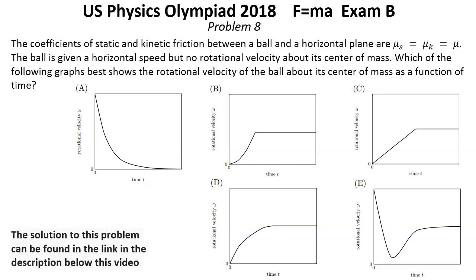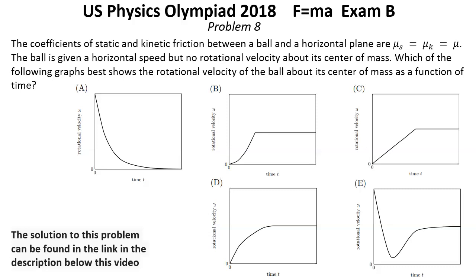Problem number 8. The coefficients of static and kinetic friction between a ball and the horizontal plane are μs equal to μk equal to μ. The ball is given a horizontal speed, but no rotational velocity about its center of mass. Which of the following graphs best shows the rotational velocity of the ball about its center of mass as a function of time? Solution for problem number 8.